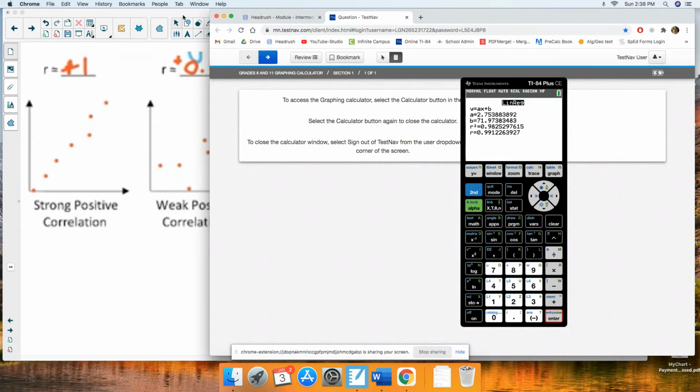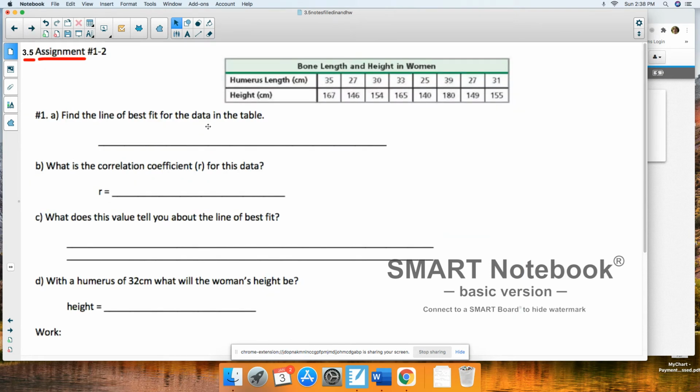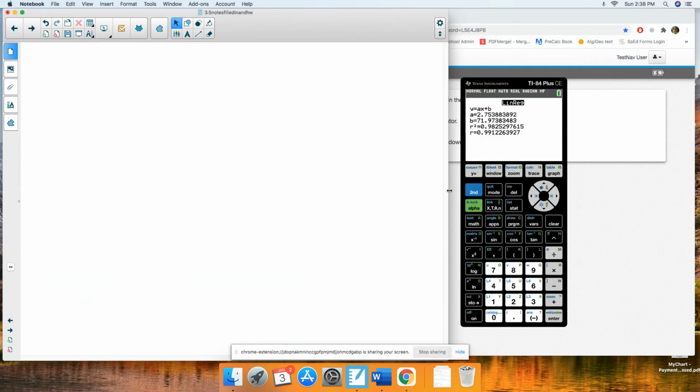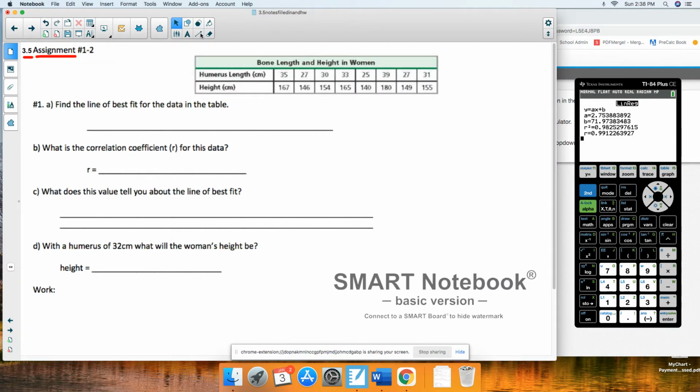Flipping back to our assignment here, we need to find the line of best fit. I'm going to write that in by making this screen smaller so that I can see the calculator. There we go. Writing that in, I'm going to write y equals, or f of x equals, because we are doing a function, but either way, y equals an a value of 2.75, and then there's supposed to be an x next to that, and then plus our b value of 71.97.